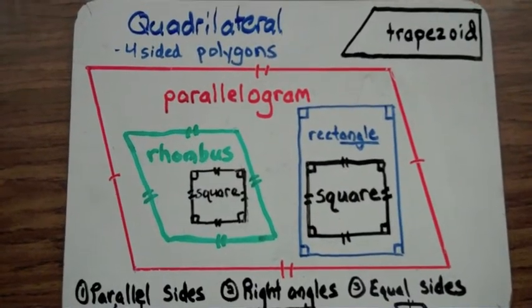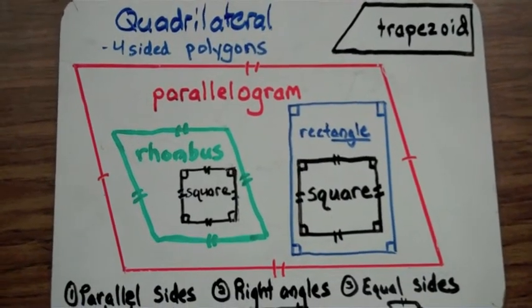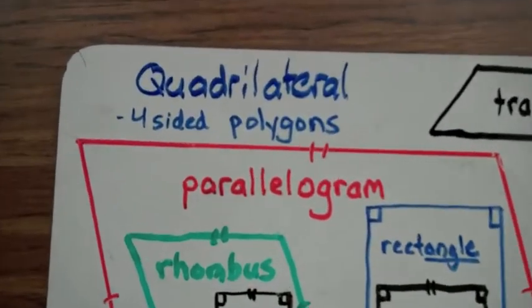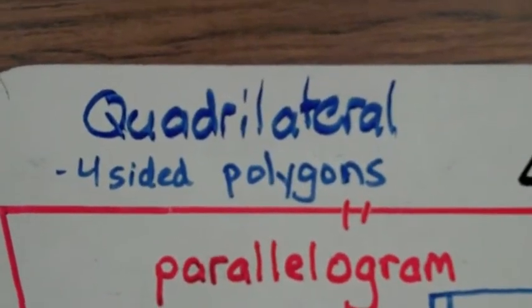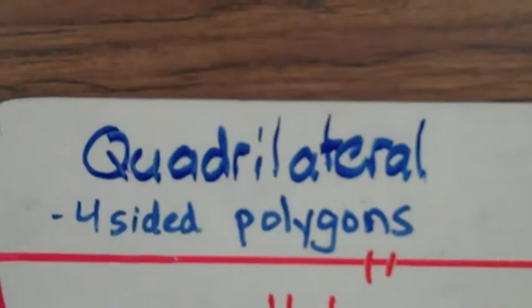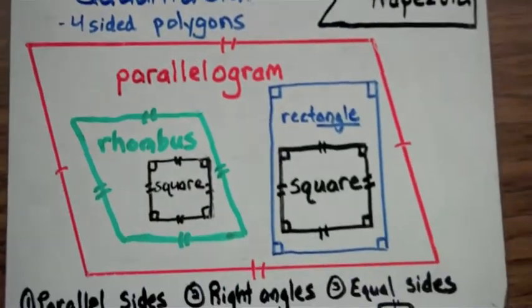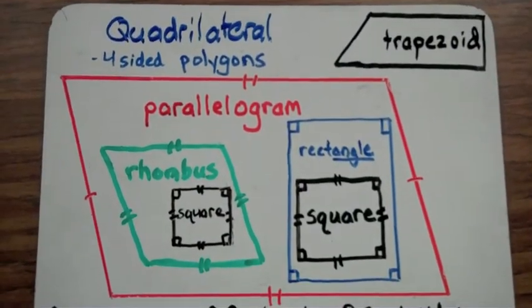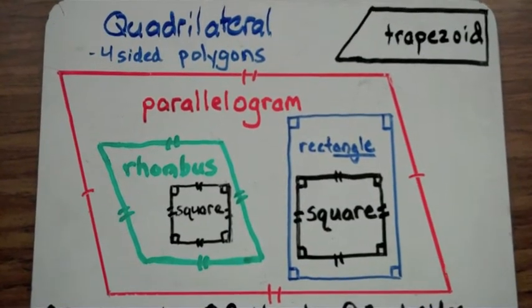Today we're looking at the quadrilateral family. A quadrilateral is a four-sided polygon. A polygon is a figure with straight sides, and they have to be closed. So you can see that these are all polygons and these are all quadrilaterals.